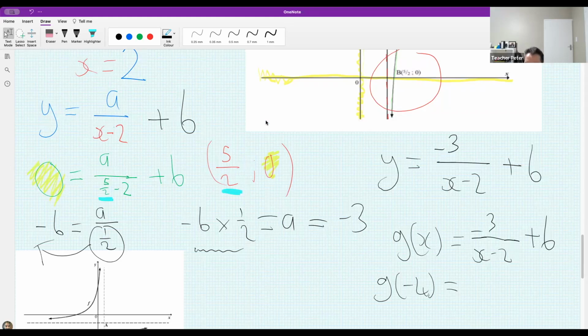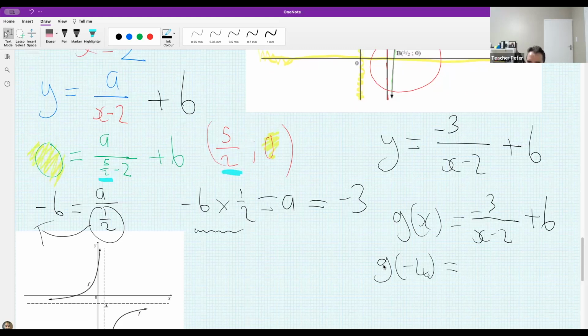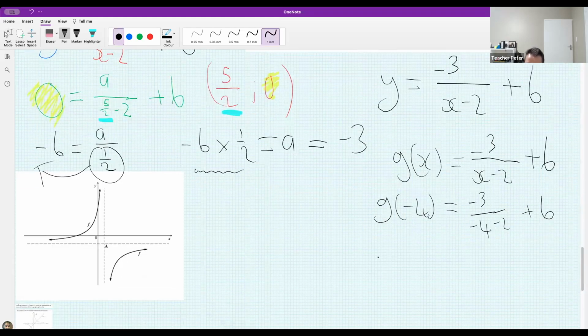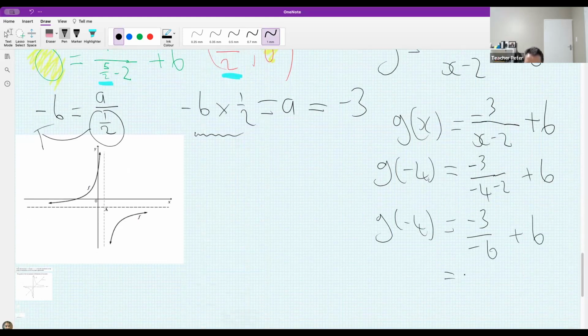Let's have a look. Let's see if I agree. So all you need to do is replace the x with minus 4. Oh, wait, and the 2 must hang out over there underneath. So what do we have now? The g of minus 4 is minus 3 over minus 6 plus 6. And then this would just be a half plus 6. So the g of minus 4 is equal to 6.5, or 13 over 2.